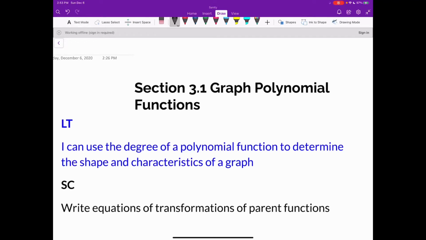Welcome Algebra 2. We're going to go back to section 3. We're going to look at polynomial functions. We'll start to graph them and talk about their characteristics.